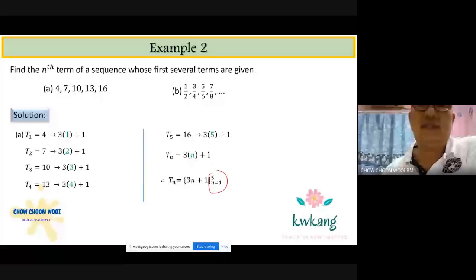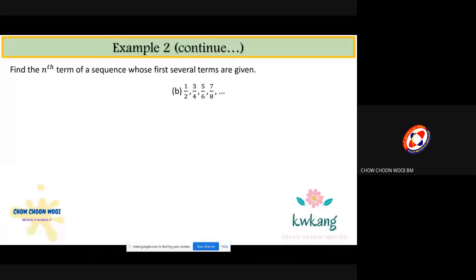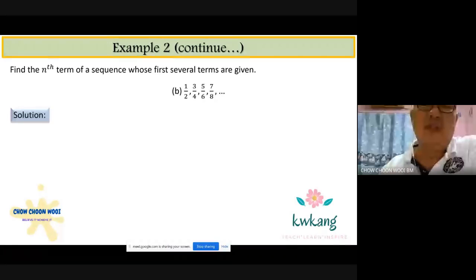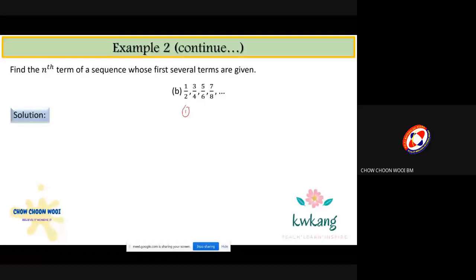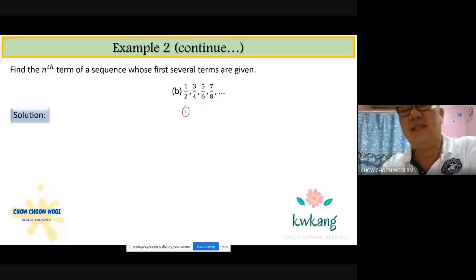Okay, what about the second one? The second one. Okay, do you have any idea to write down? The second one, 1 over 2. So this one, okay, the first one is 1 over 2, the second one is 3 over 4, 5 over 6, and 7 over 8. Then what about the n term? This is the first term, this is the second term, this is the third term, this is the fourth term. What about the n term? Macam mana dengan n term?